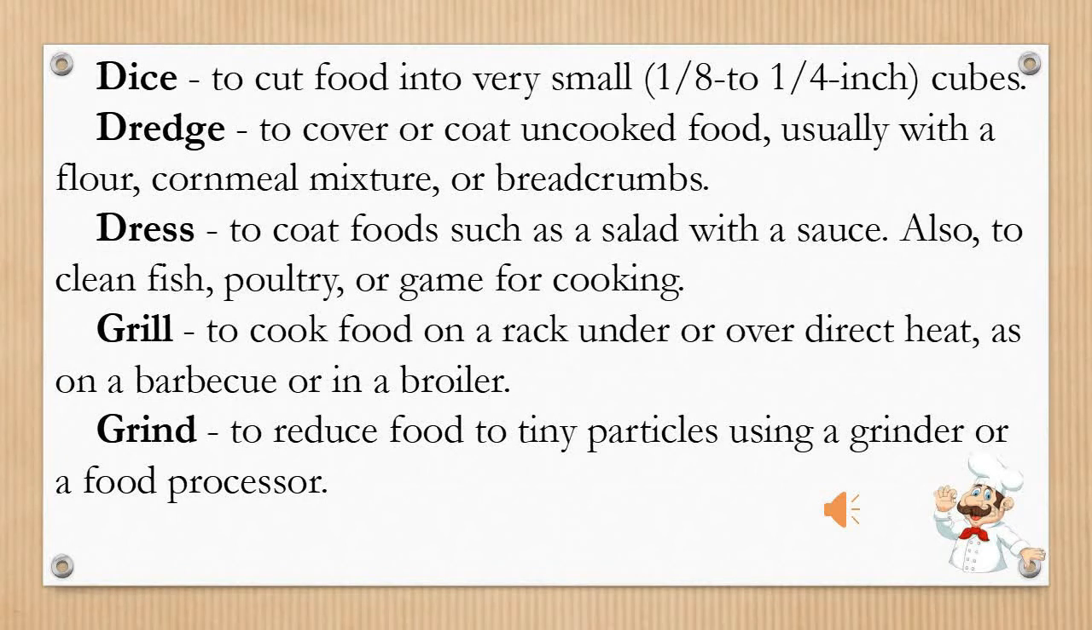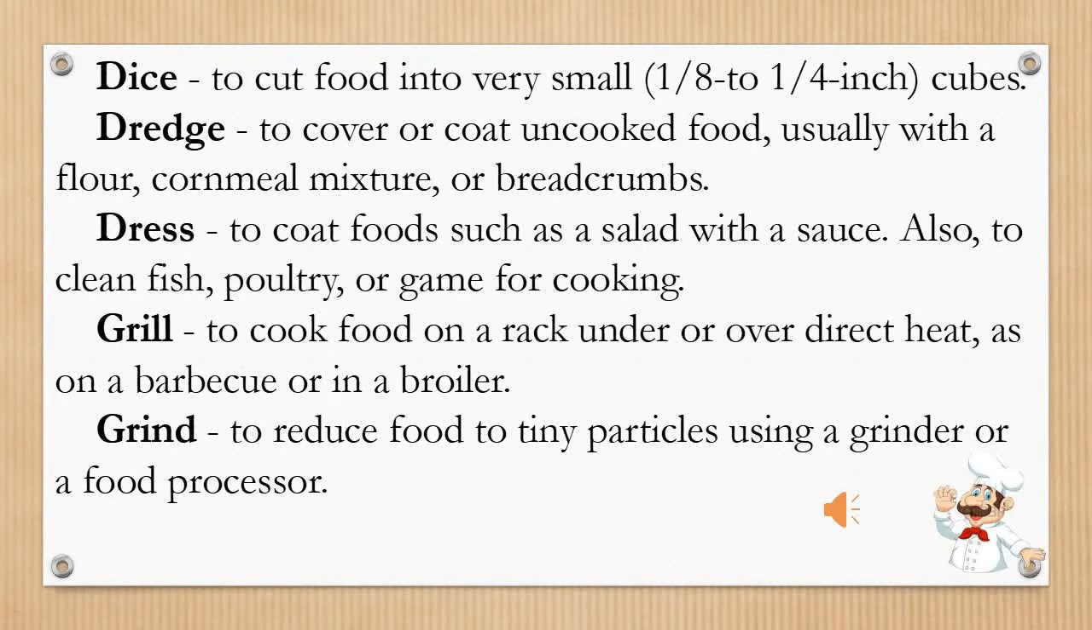Dice: to cut food into very small 1/8 to 1/4 inch cubes. Dredge: to cover or coat uncooked food, usually with flour, a cornmeal mixture, or breadcrumbs. Dress: to coat foods such as salad with a sauce, also to clean fish, poultry, or game for cooking.